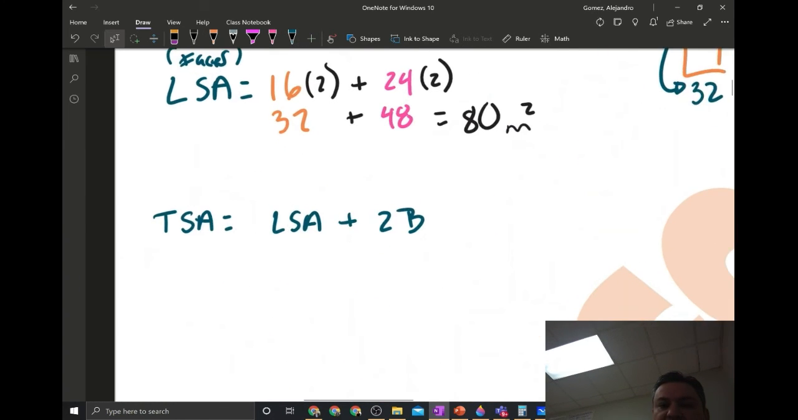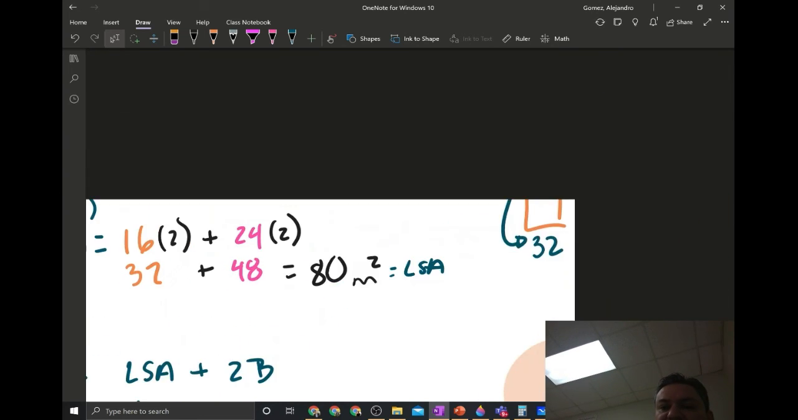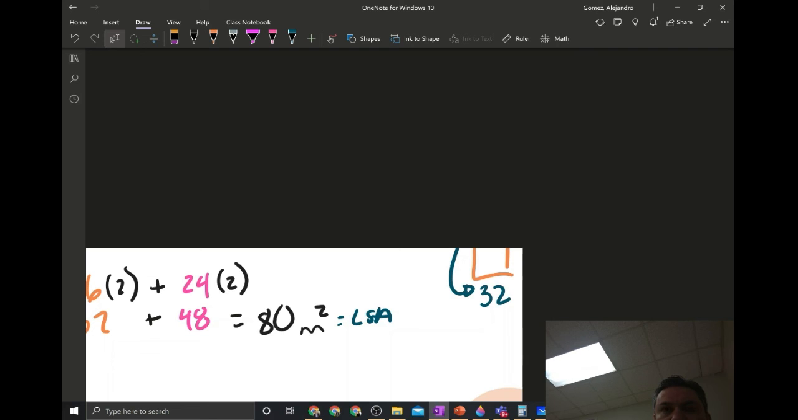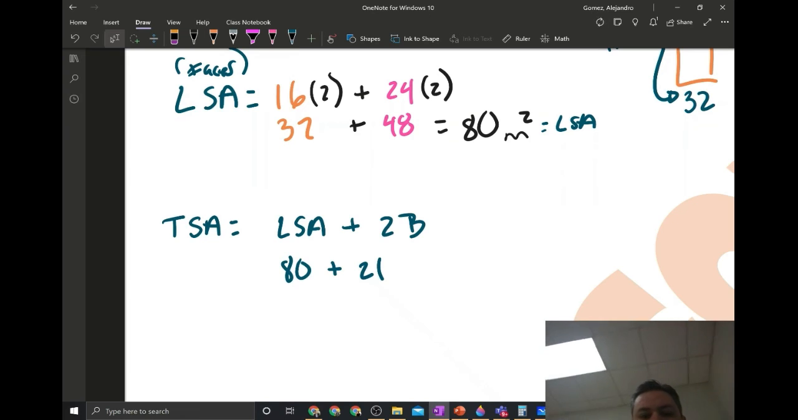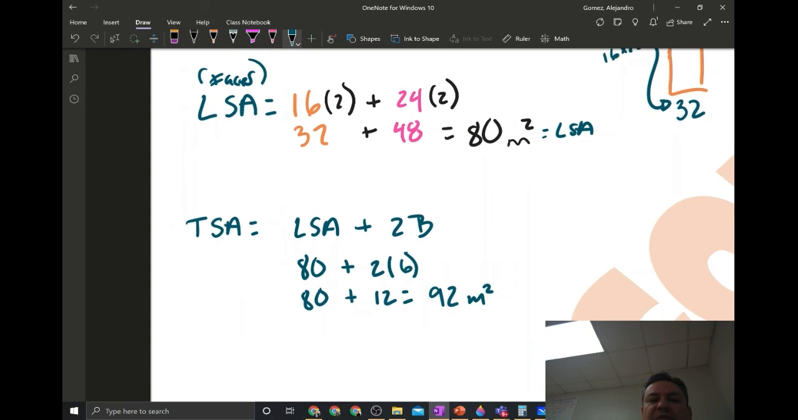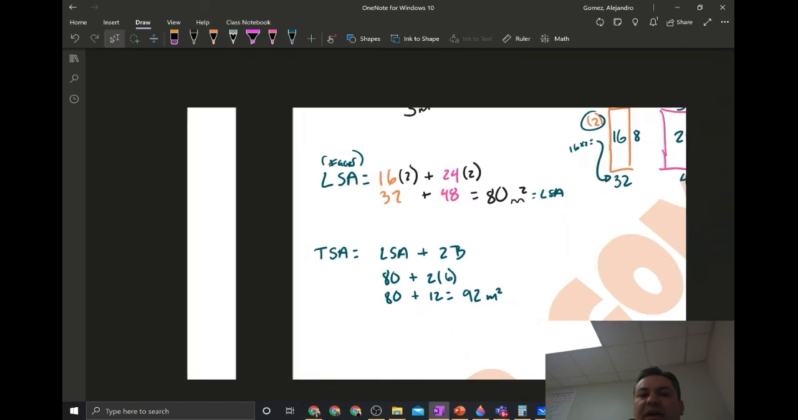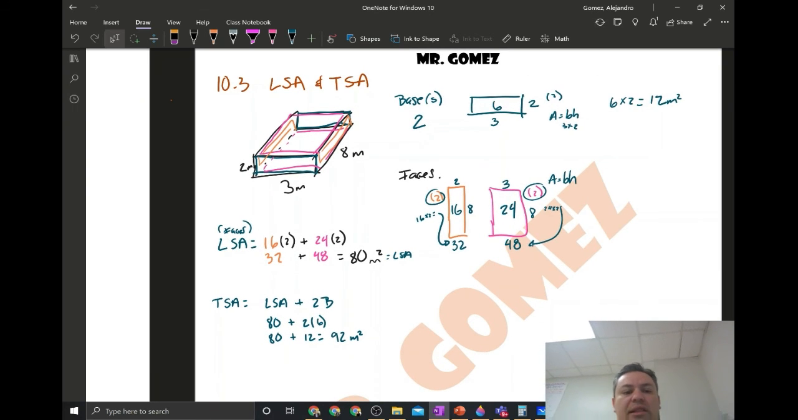So, lateral surface area, I already found it. This is the lateral surface area. So this is 80 plus 2 times the base, 2 times 1 base. 1 base was 6. It's lagging a little bit. Just give it a second. 1 base is 6. So 80 plus 12, which is 92 meters squared. That's how you find the lateral and the total surface area for a rectangular prism.